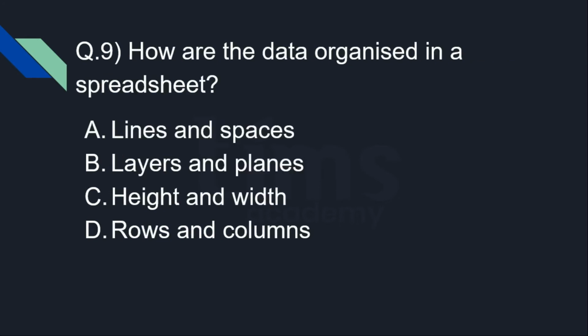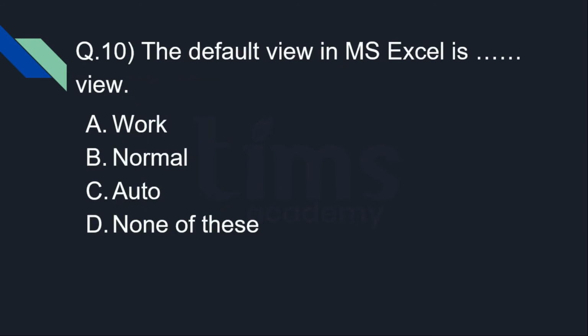Question number 9. How is the data organized in a spreadsheet? Option A, lines and space; option B, layers and planes; option C, height and width; option D, rows and columns. The answer is option D, rows and columns.